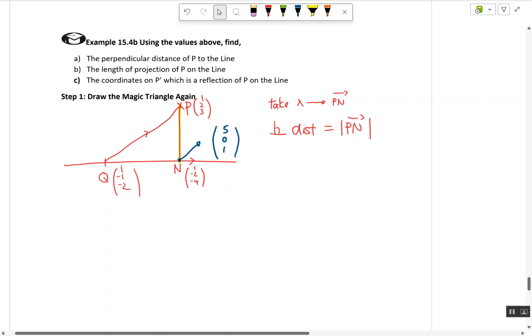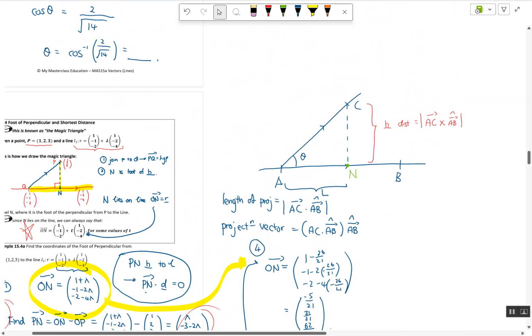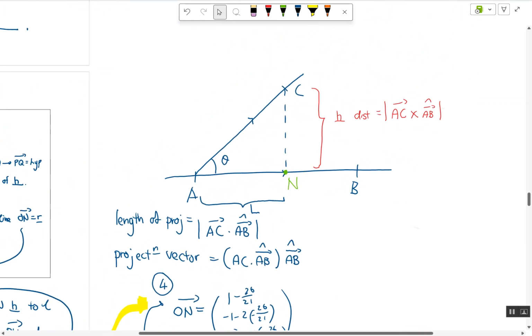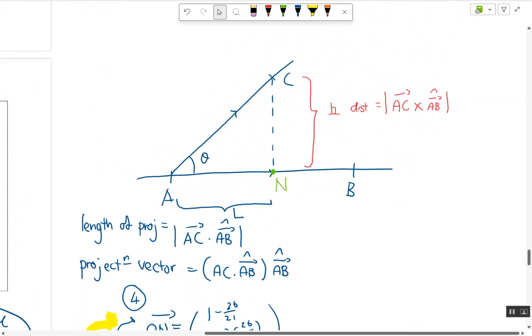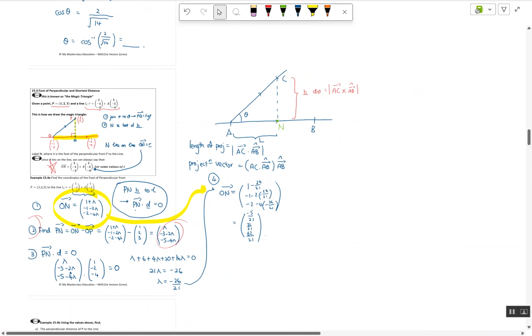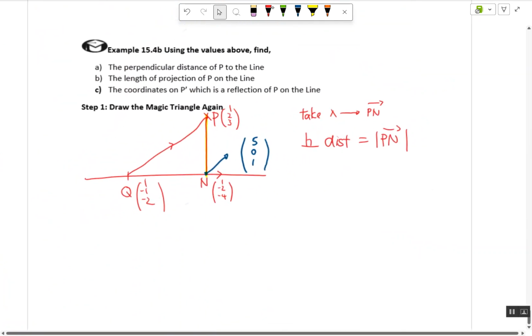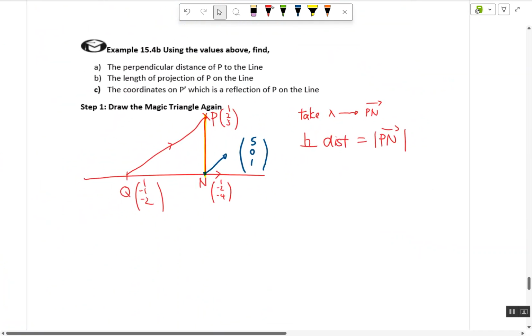It's not like at the start. If I don't know n, then I'm going to use these 3 things, which is length of projection, projection vector, and perpendicular distance. Of course, you can also use that to help you find out. But if you have n already, then it's easier to just use the coordinates of n, find out Pn, and then the magnitude of Pn, and that is the answer.